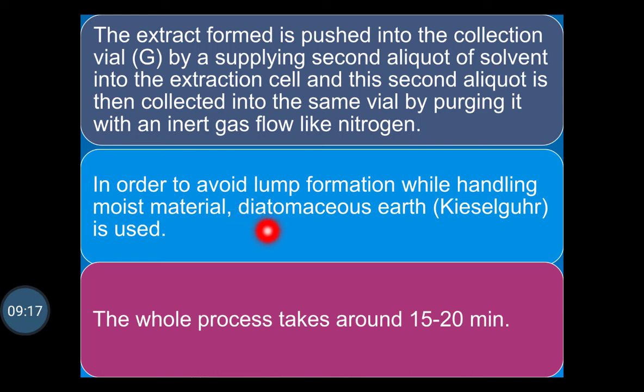So you have to add diatomaceous earth, that is Kieselguhr, to be used. The whole process takes around 15 to 20 minutes. That is, within 15 to 20 minutes the complete extraction of the phytoconstituents will take place from the crude drug.